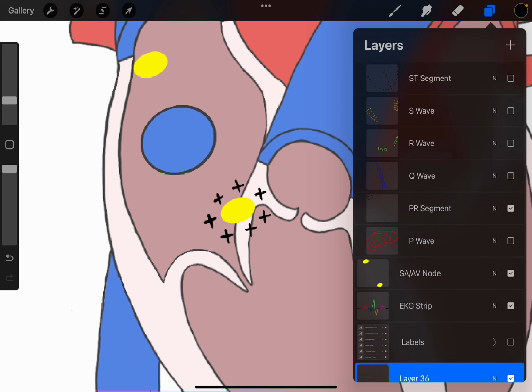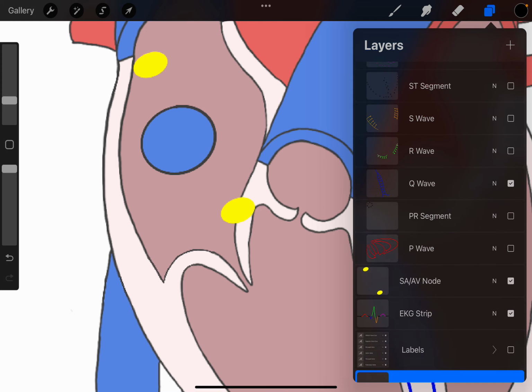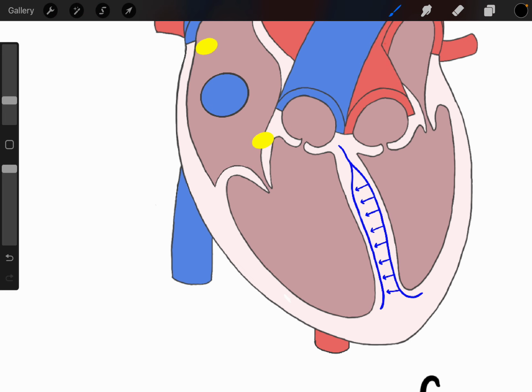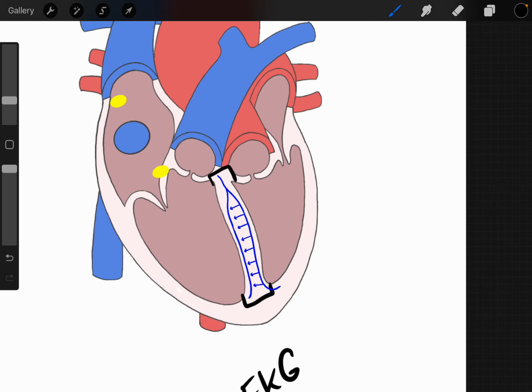Now, we have paused at the AV node, and now that impulse must move down from the AV node through the middle of the heart. Because remember, we're trying to depolarize all the muscles within the heart. So through the P wave, we've depolarized the atria, we've paused at the AV node, and now we're moving down the middle of the heart. This middle part of the heart that runs right here is going to be called the interventricular septum.